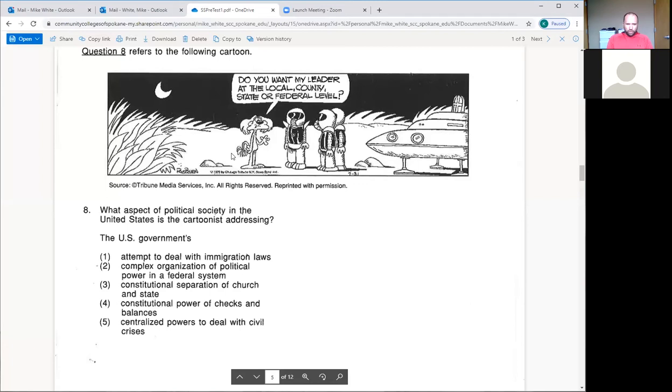So the question for number 8 asks, what aspect of political society in the United States is the U.S. government? 1, attempt to deal with immigration laws. 2, complex organization of political power in the federal system. 3, constitutional separation of church and state. 4, constitutional power of checks and balances. Or 5, centralized powers to deal with civil rights.